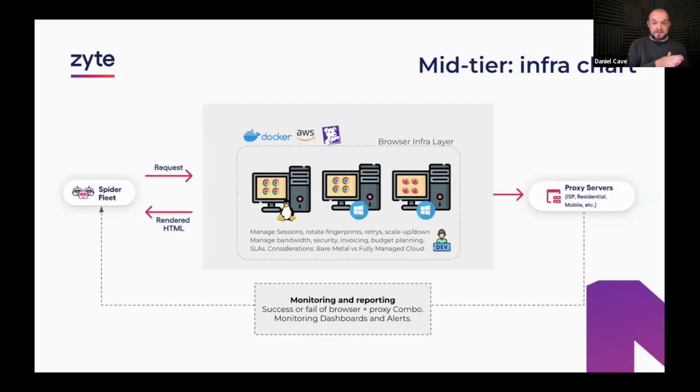But now you have to think about scaling up, scaling down, managing your bandwidth if you're doing higher scale of stuff. Security, then you've got to deal with invoicing, budgeting, SLAs, planning your budget ahead of time, and all that sort of thing. But at the end of this, what you see is you do some monitoring and reporting, and that should be telling your spider fleet whether you've had a success or a failure with a particular combination of proxy and browser. Okay, then if that doesn't work, you need a system to reroute through, try again with a different combination, and that will hopefully improve your success rates.